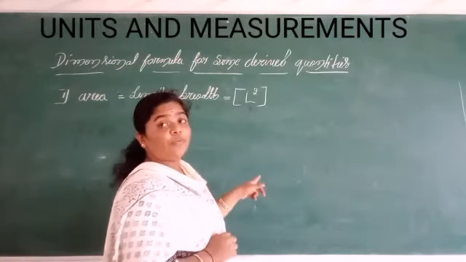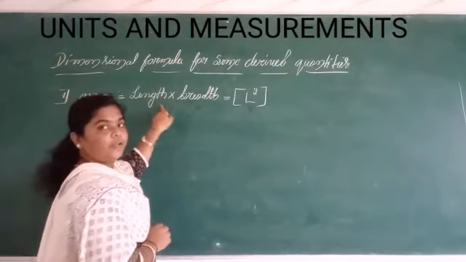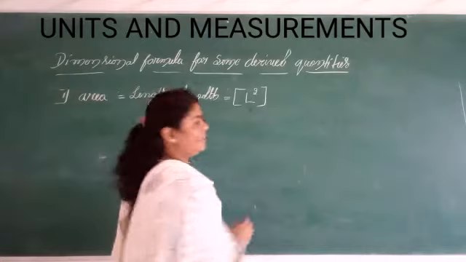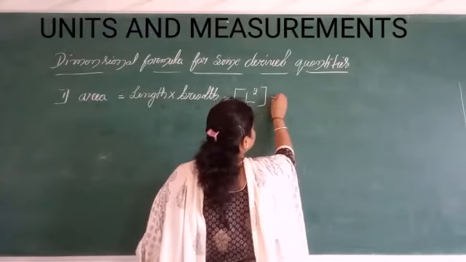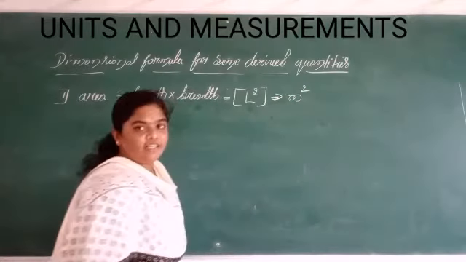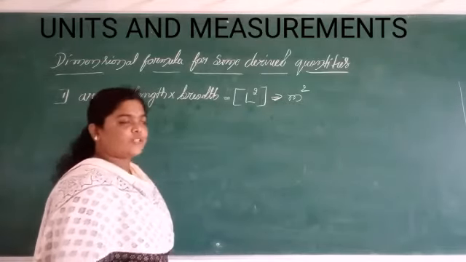And unit of area is length ಇದೆ, breadth ಇದೆ. Length ಗೆ meter, breadth ಕೂಡ length ಅಲ್ವಾ, meter. Meter into meter, that is meter square. The unit of area is meter square and dimensional formula is L square.